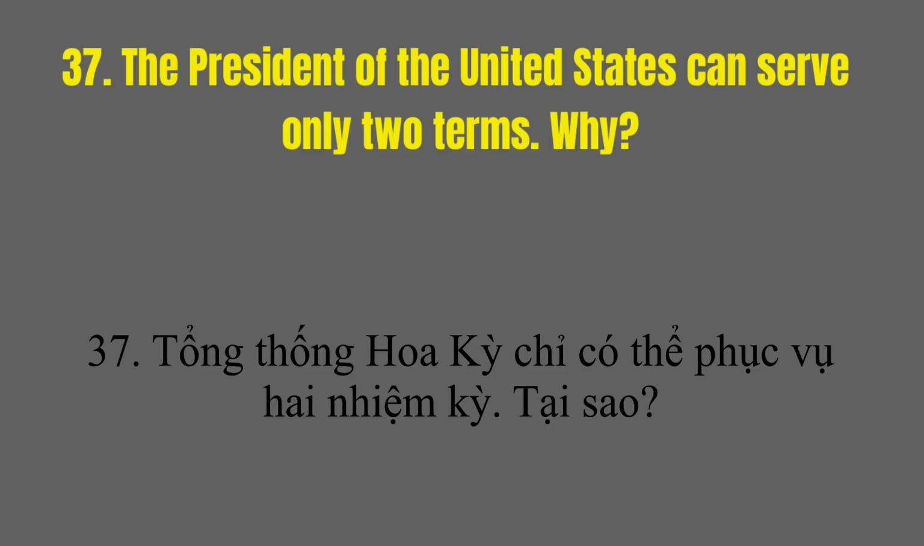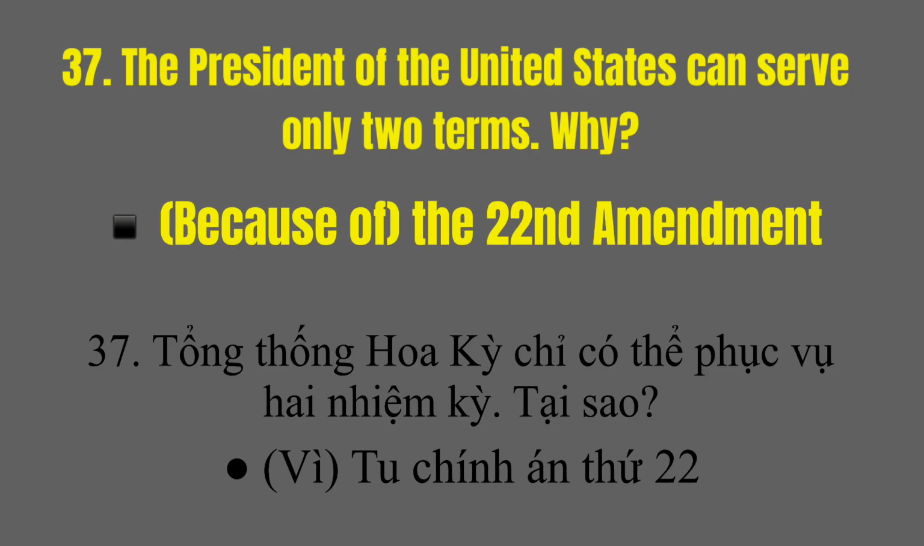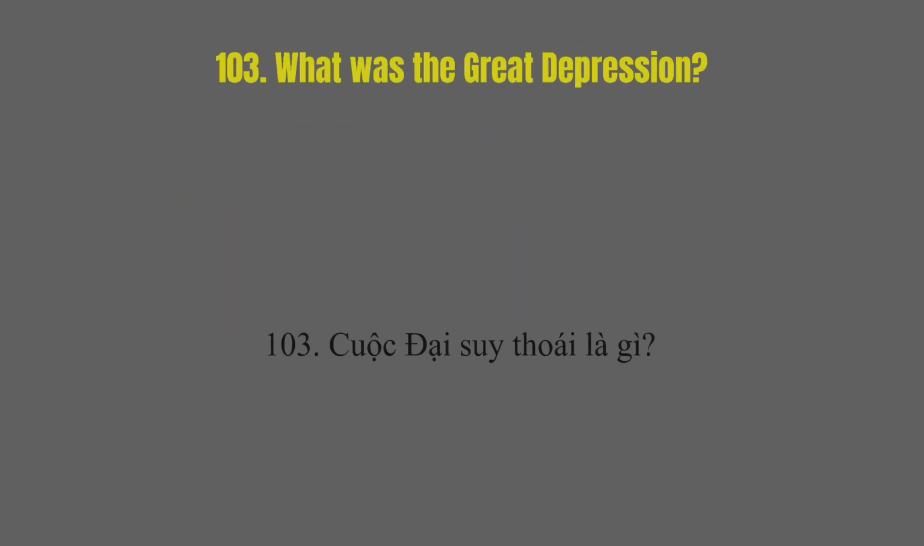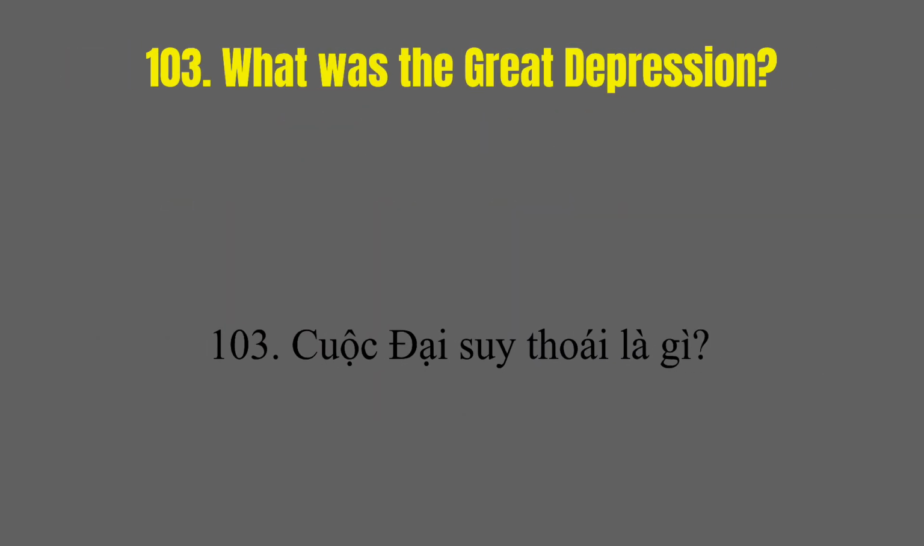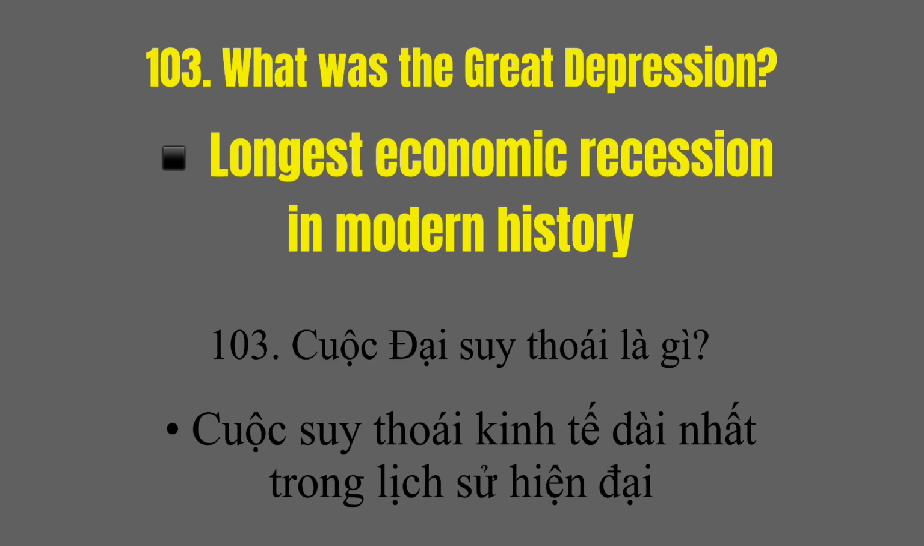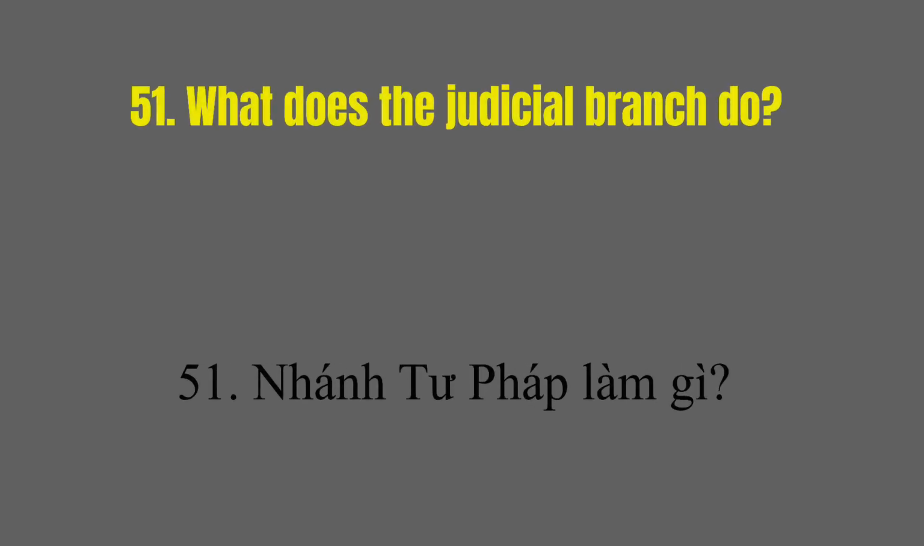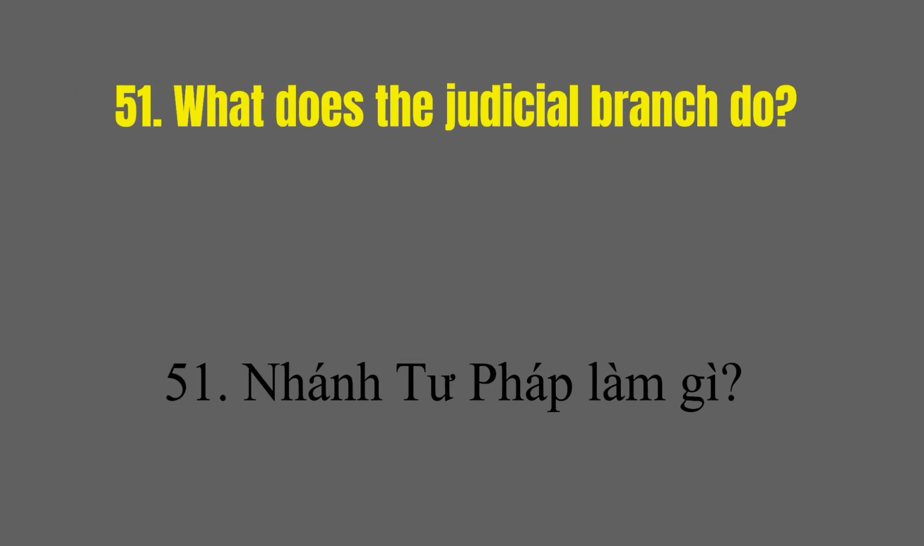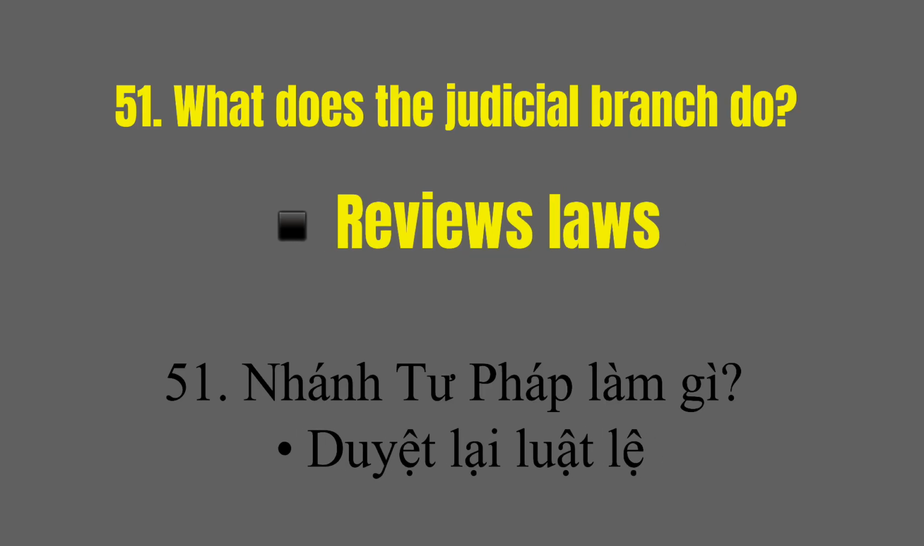The President of the United States can serve only 2 terms. Why? Because of the 22nd Amendment. What was the Great Depression? Longest economic recession in modern history. What does the judicial branch do? Reviews laws.